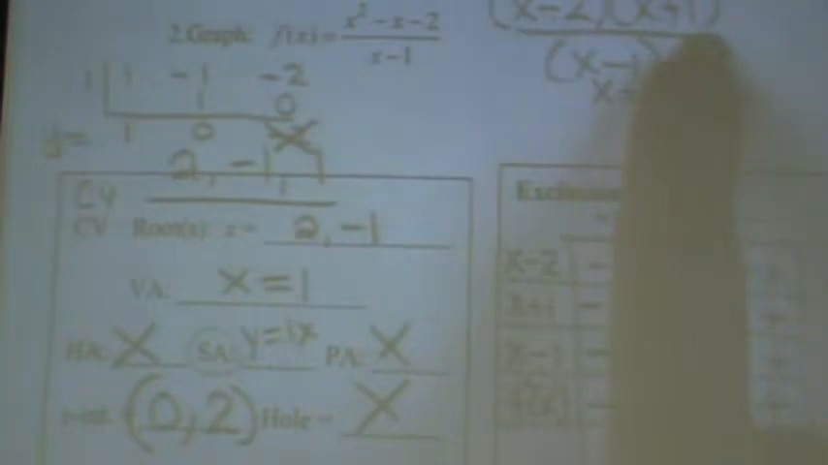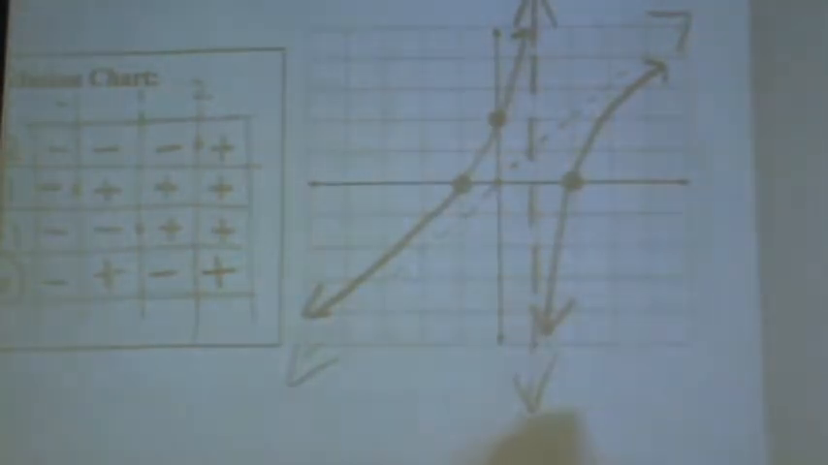For number 2, what we did, we factored x minus 2, x plus 1. Our critical values were 2, negative 1, and 1. We made an exclusion chart. Our factors, we came up with negative, positive, negative, positive. We came up with roots of 2 and negative 1. A vertical asymptote of x equals 1 because we have x minus 1 in the denominator. So we graphed x equals 1.